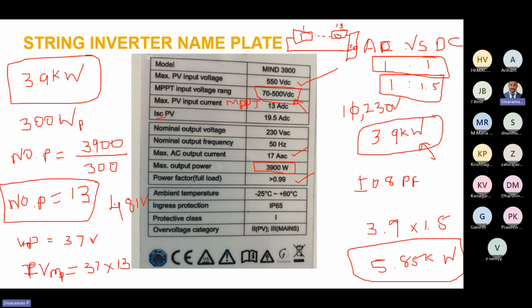Suppose instead of 481 it comes to 581. That means the selected number of panels in series is not matching; this is not correct. In order to match the number of panels with this MPPT voltage range, we have to reduce the number of panels, from 581 volt to within the 500 volt maximum.